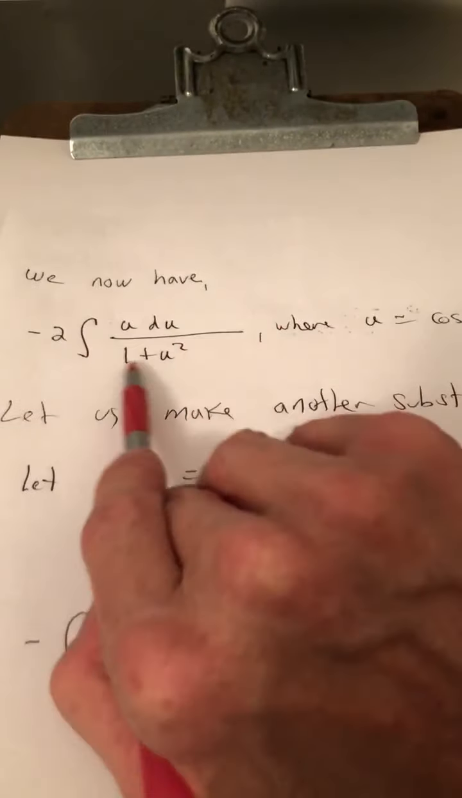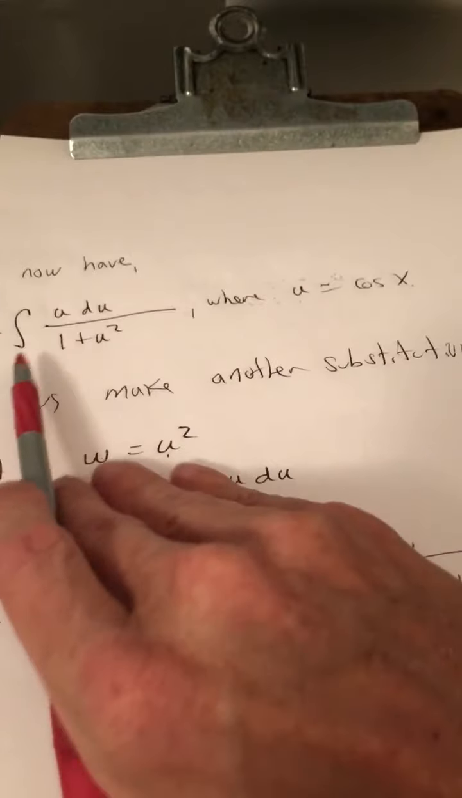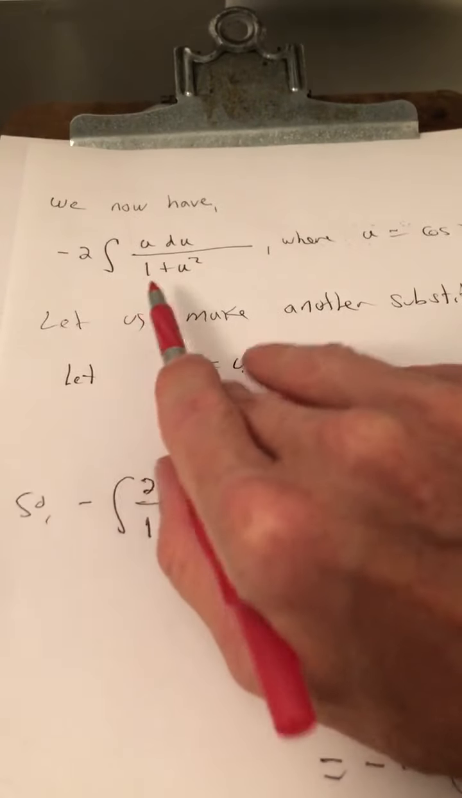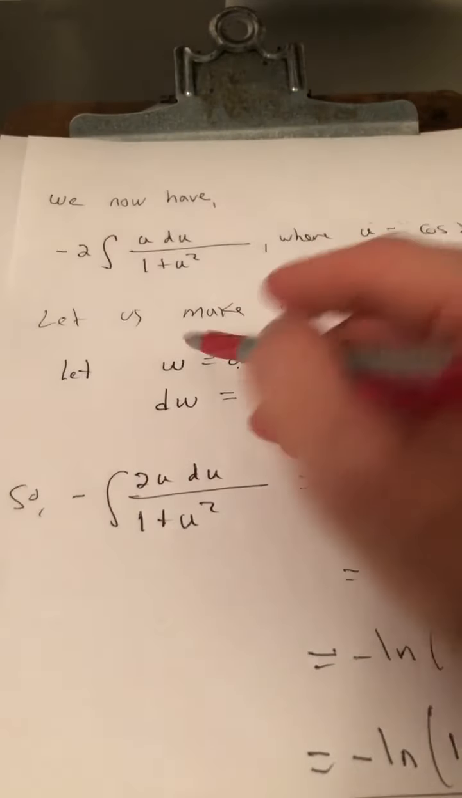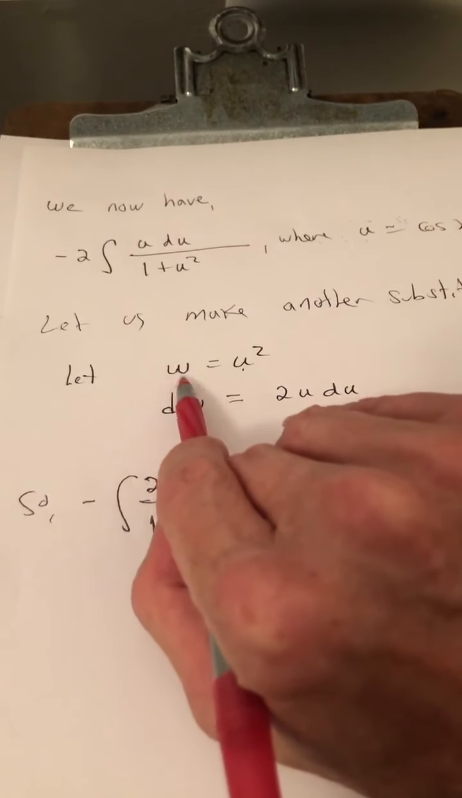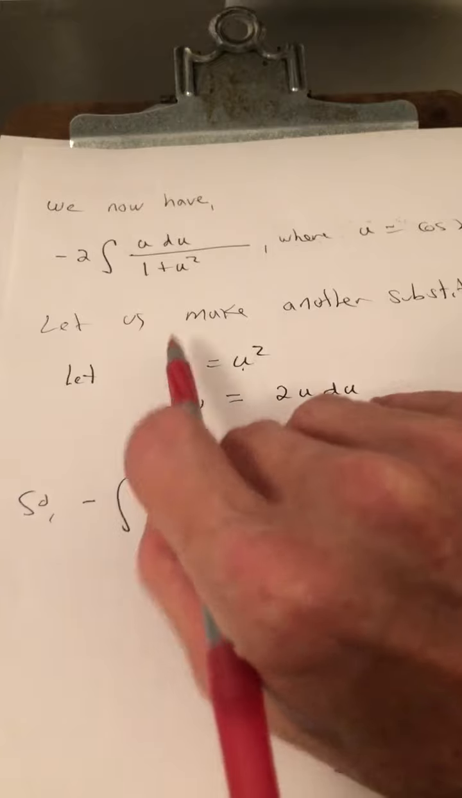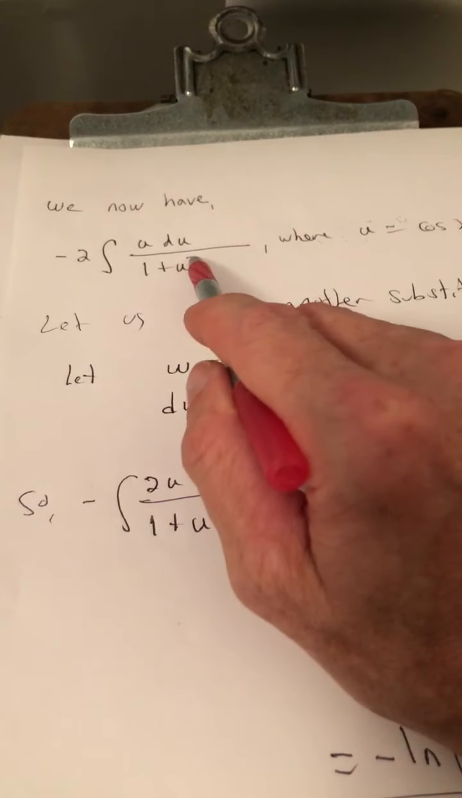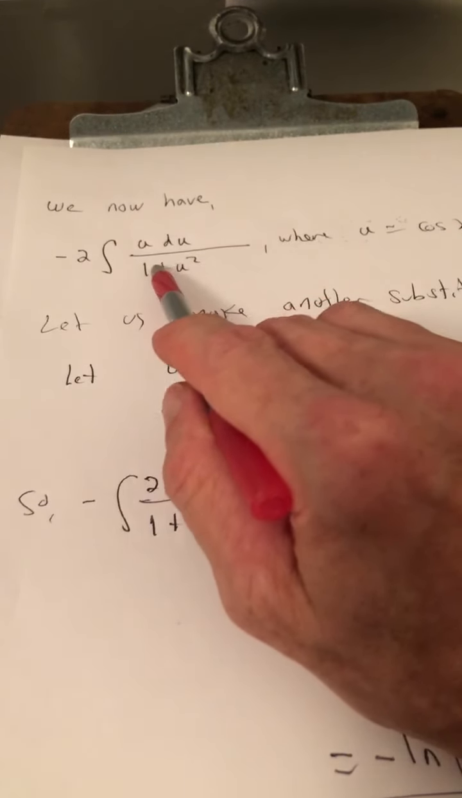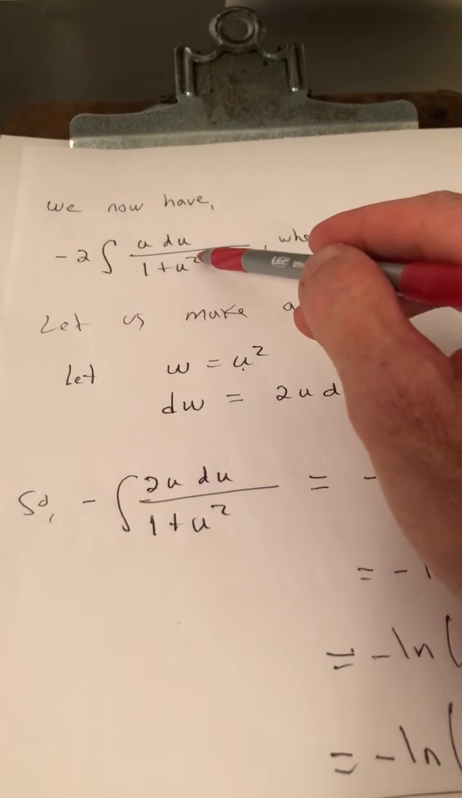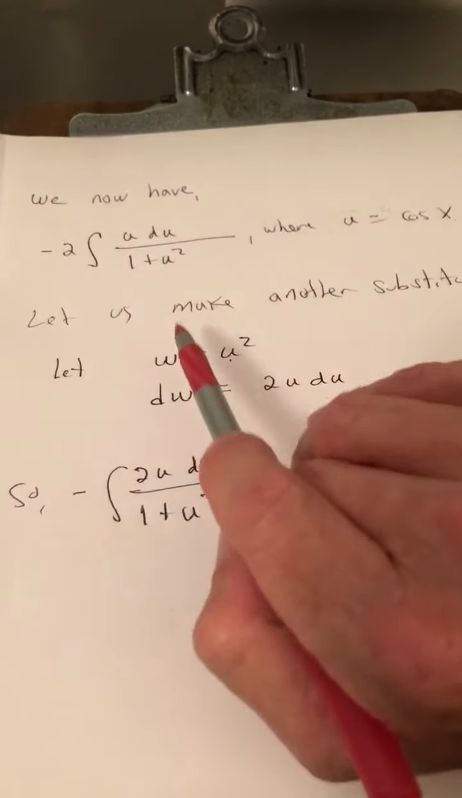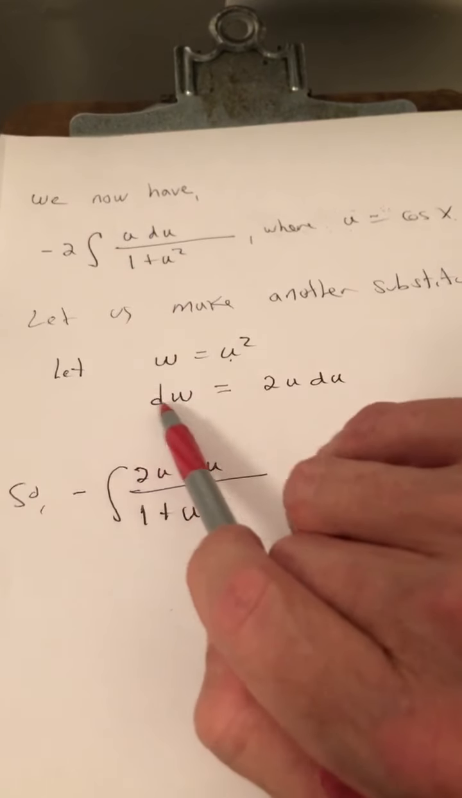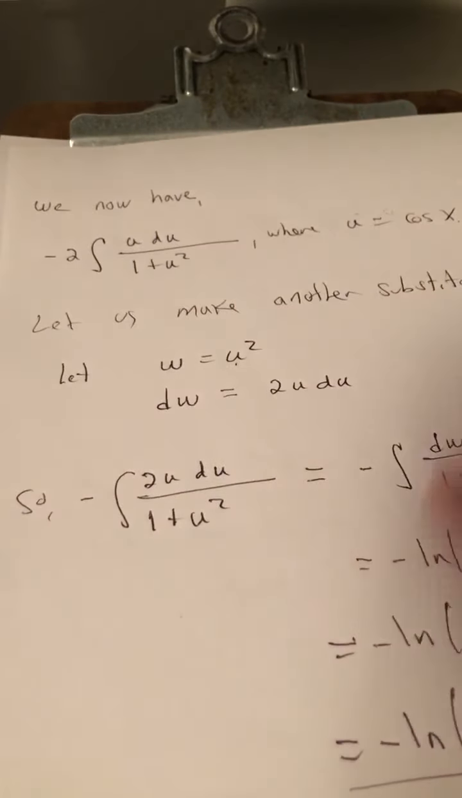So this is where we are. What we're going to have to do now is make another substitution. So let's introduce another variable, say w. And the reason this is working is that, again, I have a composition where the derivative of the inside is appearing here in the numerator. So we can let w equal u squared, then dw is 2u du.